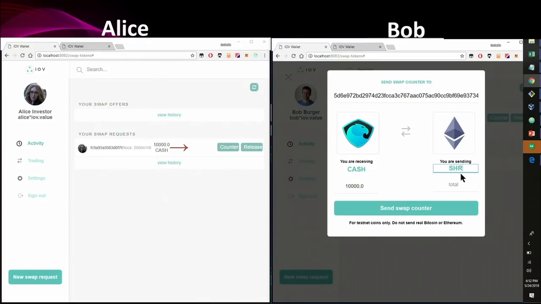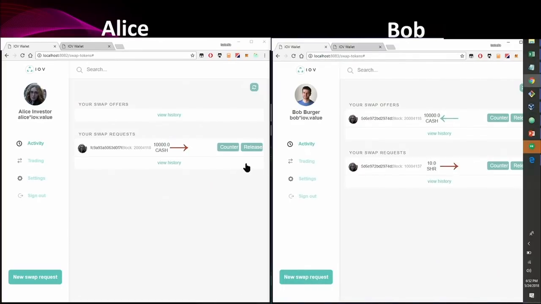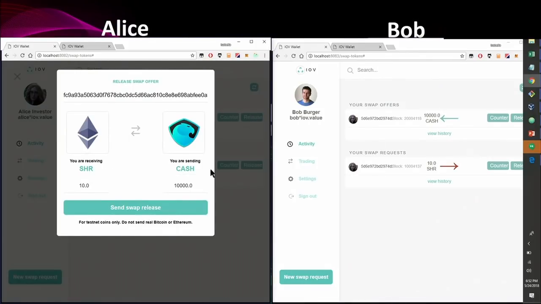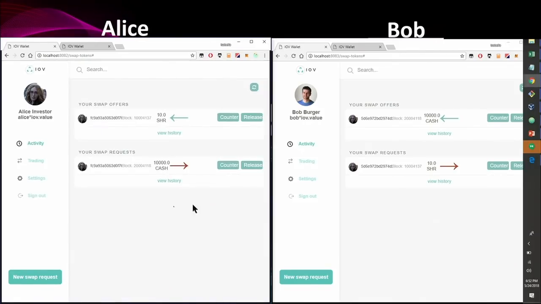Once Bob fills in the transaction details and submits a counteroffer, Alice will see the transaction in her wallet. And this is completely done on two separate blockchains, with Alice and Bob on their own blockchains. So now that Alice has seen that the transaction is in her wallet, she releases it, since it's the same thing that they agreed on.